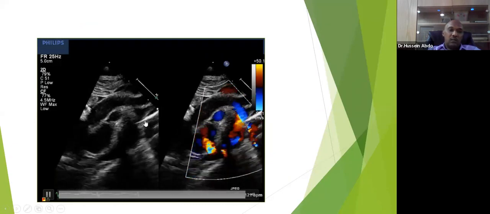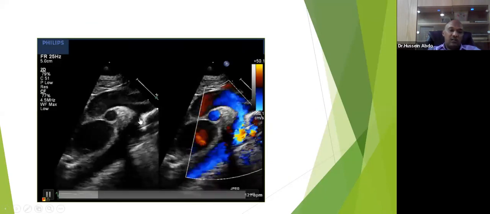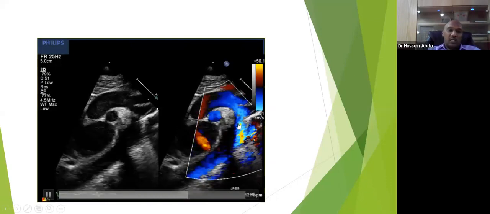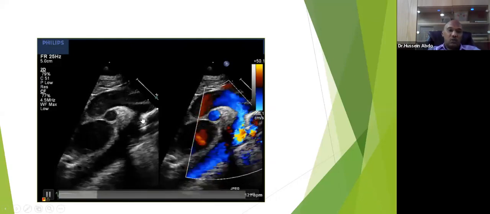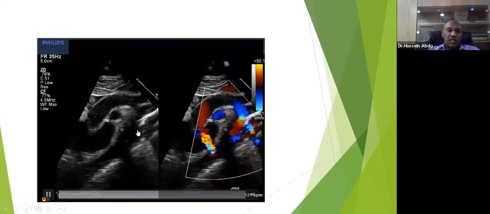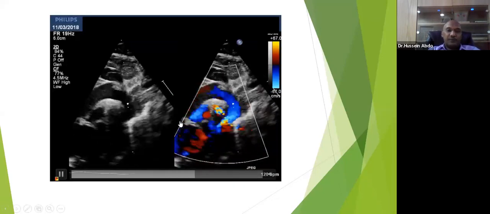So the coarctation usually occurs here, after the subclavian. If you can see here, there is a swirling jet. This is the area of coarctation. This is an echo of a patient with coarctation.